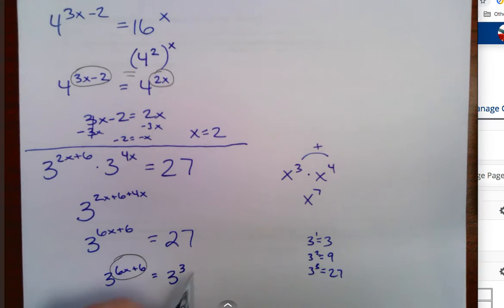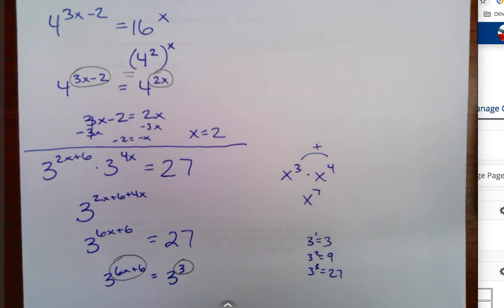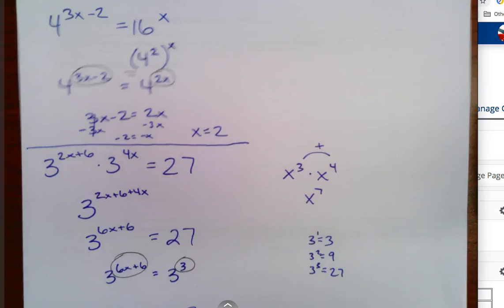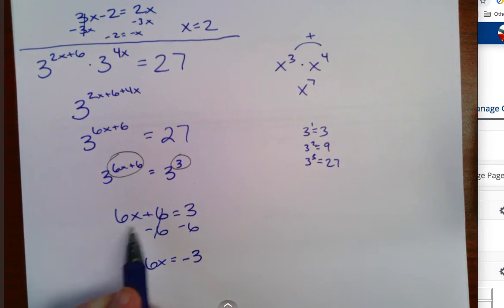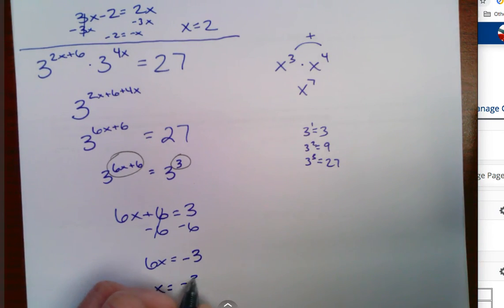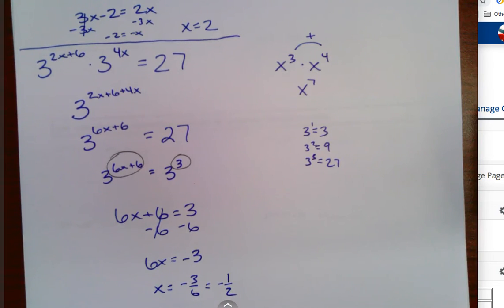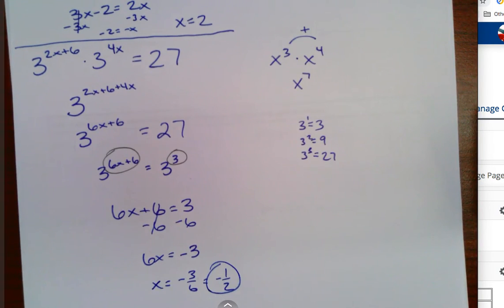So I now know that 6x plus 6 equals 3. And we solve that simple equation. 6x plus 6 equals 3. I subtracted 6 from both sides. So x is negative 3/6, which is negative 1/2. Okay. All right, we are done.